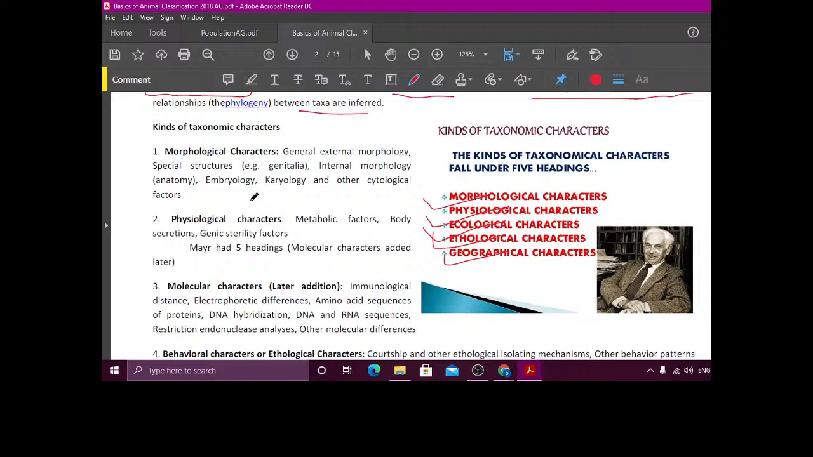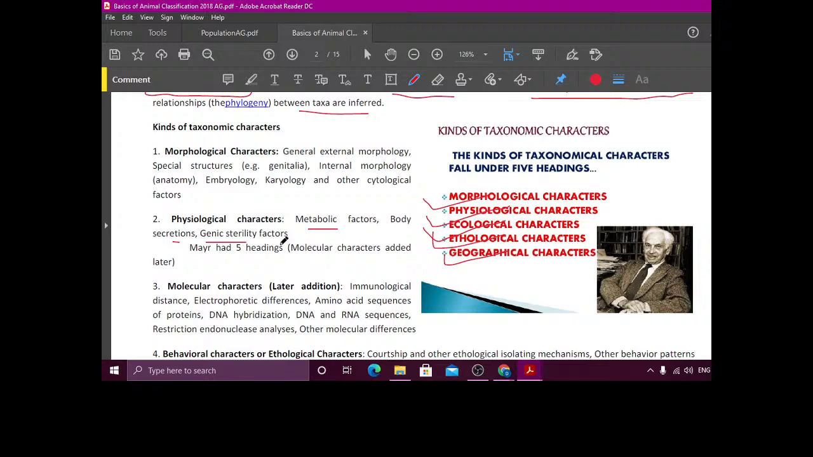Even within one human population, there are different attributes: some people have blue eyes, some have brown eyes. But these are not taxonomic characters on the basis of which you can put them into separate groups, because they are differences within the population. So these are not taxonomic attributes. Keep this in mind. Female and male are different, but they are not separate. They belong to the same species, in one group of a particular organism. Keep this in mind also. So you have physiological characters like metabolic factors, body secretion, and genic sterility factors.